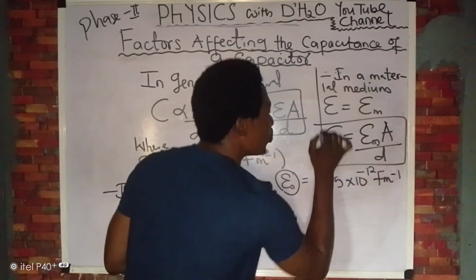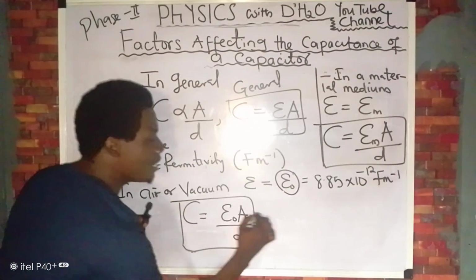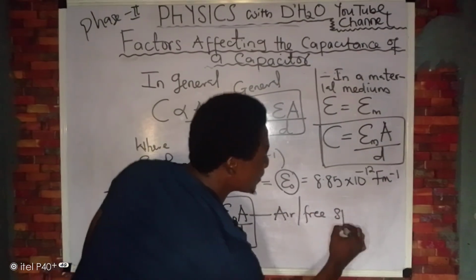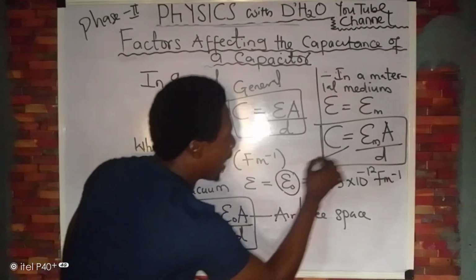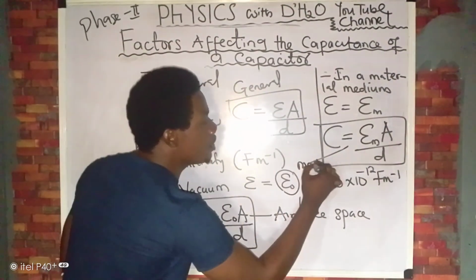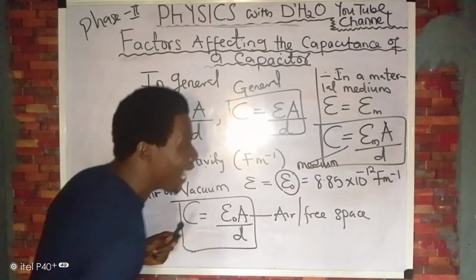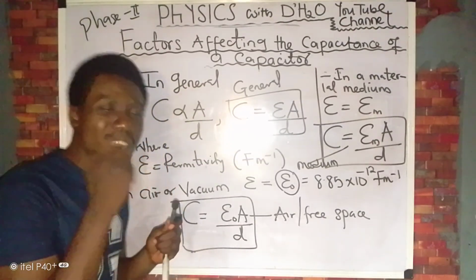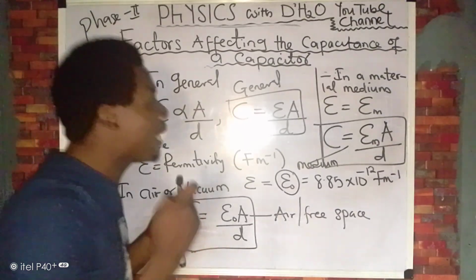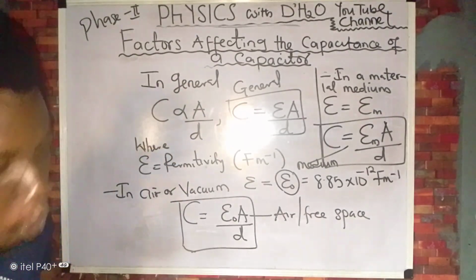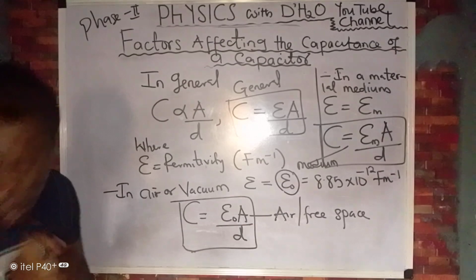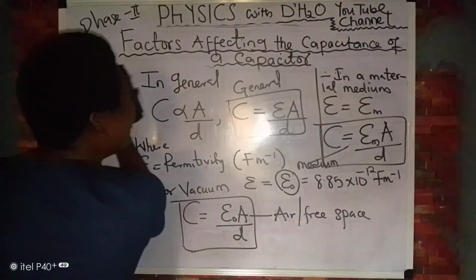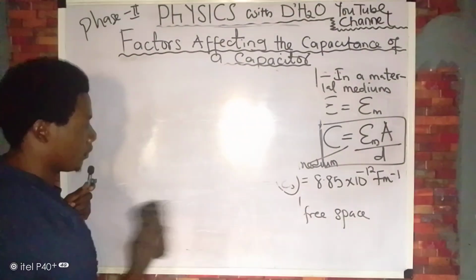It must be noted. So this one is when we are referring to air or free space. This one is when you are referring to a medium, e.g. glass or polythene or paraffin, but certainly a material that is standing between the two plates of the capacitor. More also, class, we'll talk about relative permittivity.